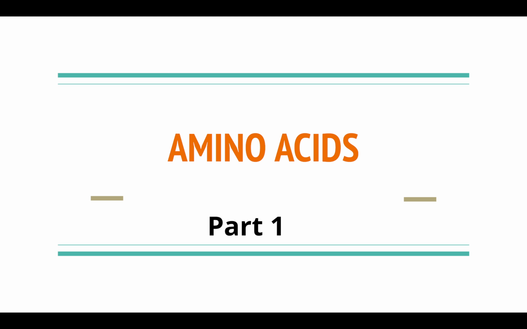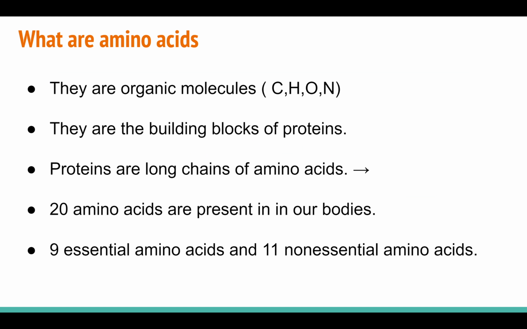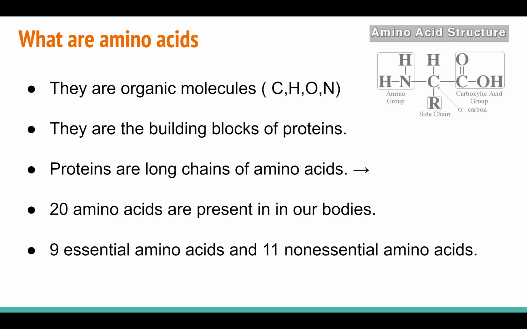And when we talk of amino acids, we are actually referring to organic molecules. So first of all, let's find out what organic molecules are. They are simply molecules that contain carbon, hydrogen, oxygen, and nitrogen in their structure. So amino acids are organic molecules that act as building blocks to proteins. And here on the top right of my screen is the structure of an amino acid.